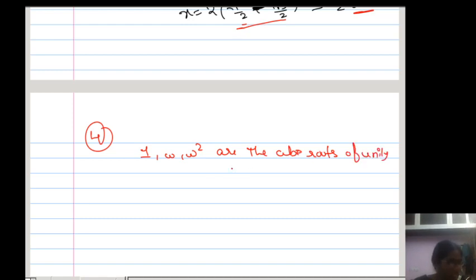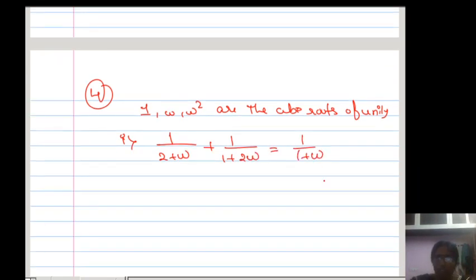Third one completed. Now let us discuss the fourth: if 1, omega, omega square are the cube roots of unity, then prove that 1 by (2 plus omega) plus 1 by (1 plus 2 omega) is equal to 1 by (1 plus omega). I take LHS, I have to prove RHS.